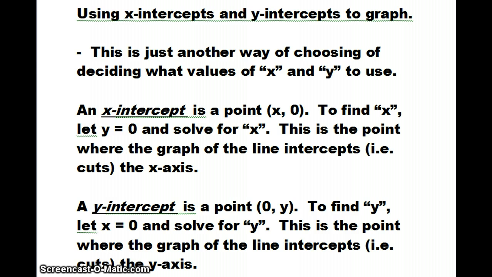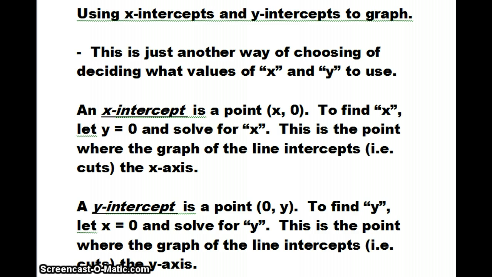The x-intercept is the point where the value is going to cut the x-axis. So it's like the x-axis cutter, or the x-intercepting point. To find the value of x, you let y equal 0 and solve for x. The point is going to be on the x-axis and y is equal to 0. That point is called the x-intercept.